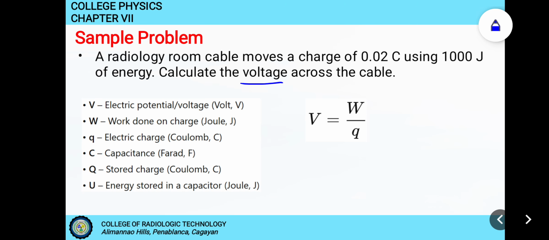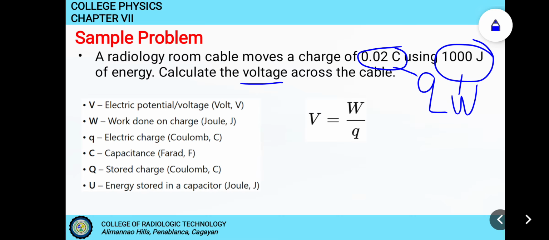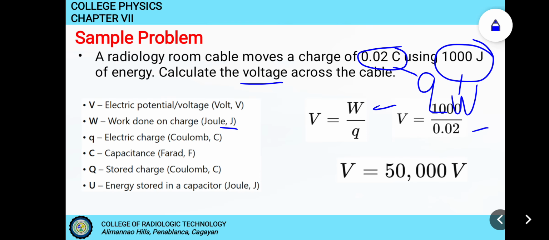Substituting this, what is this 0.02 here, class? That is your Q. And what is this 1000 joule? Of course, that is your W since it's your joule. Now we can substitute 1000 is our W and 0.02 coulomb is our Q, giving us the answer of 50,000 volts.